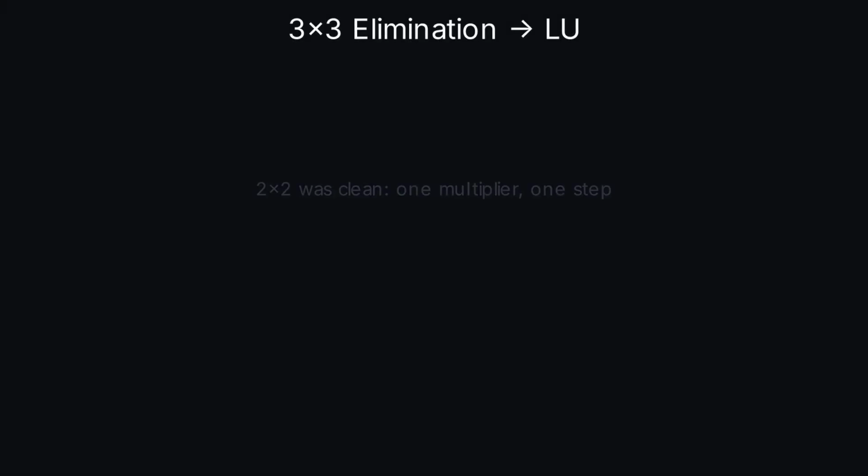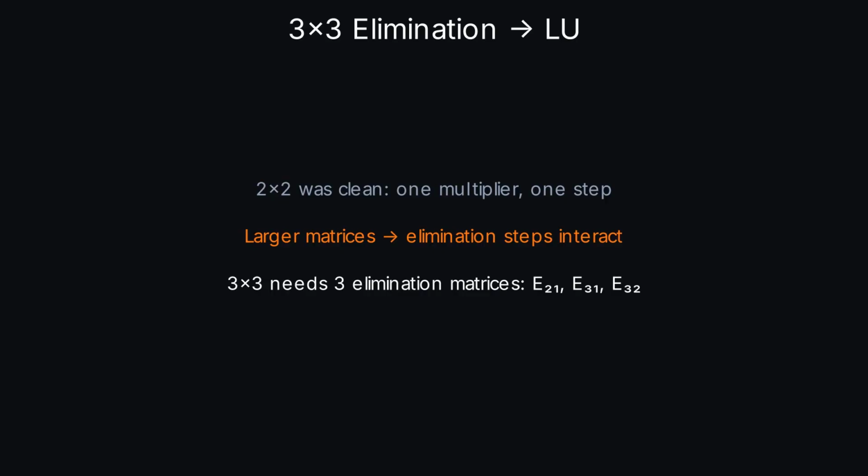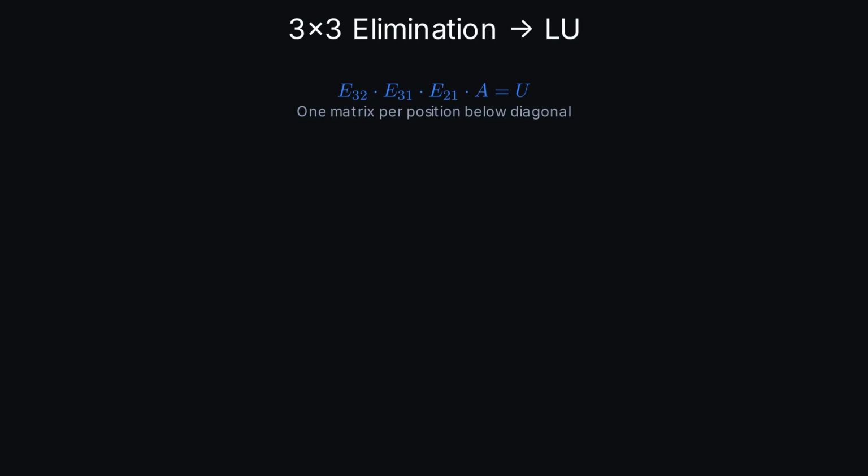This approach was clean for 2 by 2: 1 multiplier, 1 step. But larger matrices have elimination steps that interact. In a 3 by 3 elimination, you need up to 3 elimination matrices, E21, E31, and E32, one for each position below the diagonal. The full elimination reads E32 times E31 times E21 times A equals U. To isolate A, we invert both sides. A equals E21 inverse times E31 inverse times E32 inverse times U.